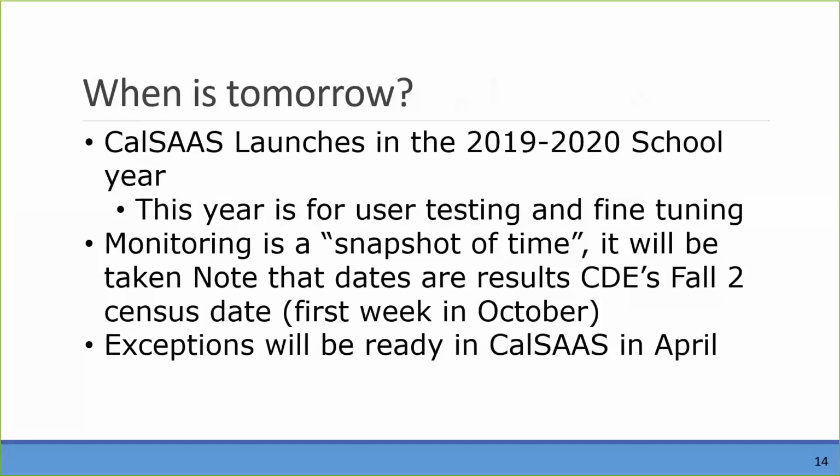So work time at the Commission isn't going to be a problem because the exceptions for CalSAAS aren't input into the system until April. So even though the Fall 2 census date is that first week in October, the actual data from CalSAAS comes to the Commission from CDE in April. And no, we can't get it in there earlier than that, believe me, we'd like to.